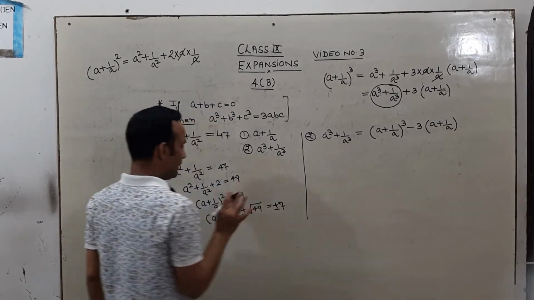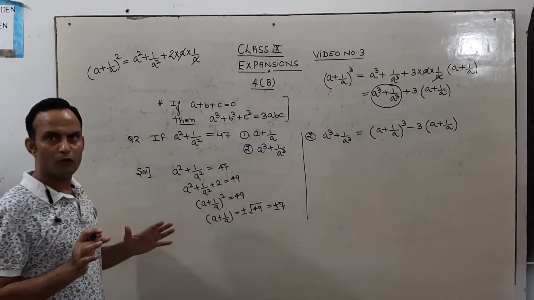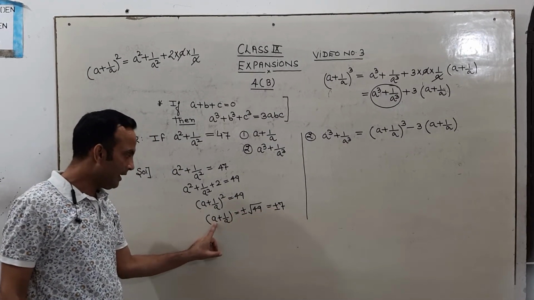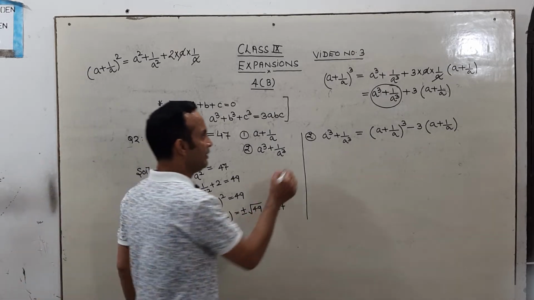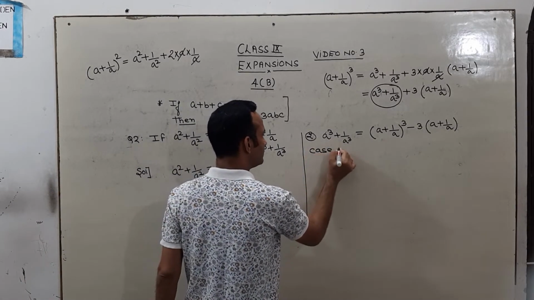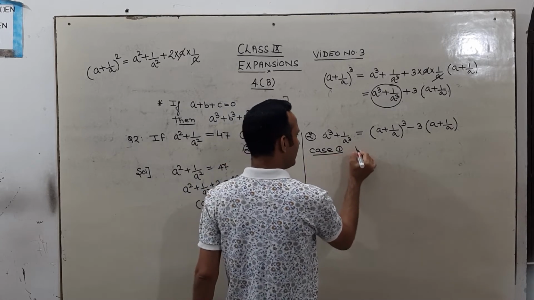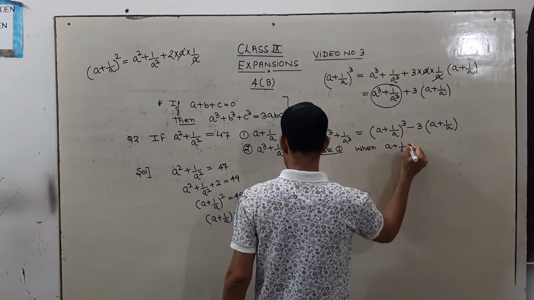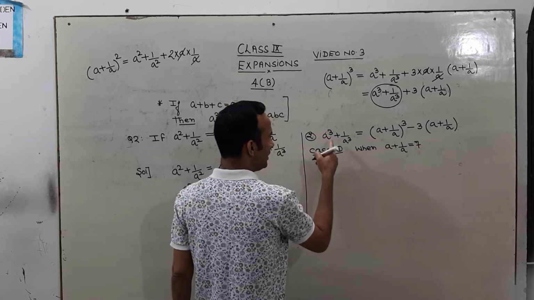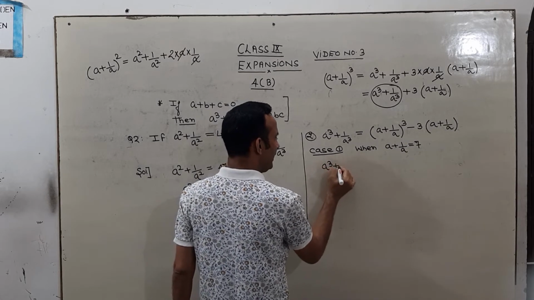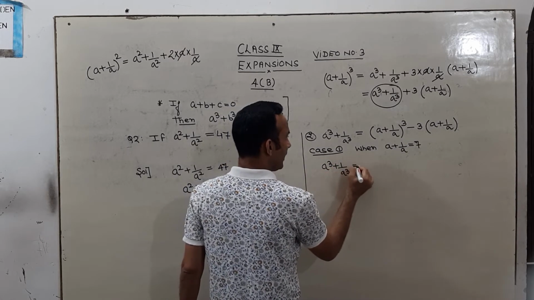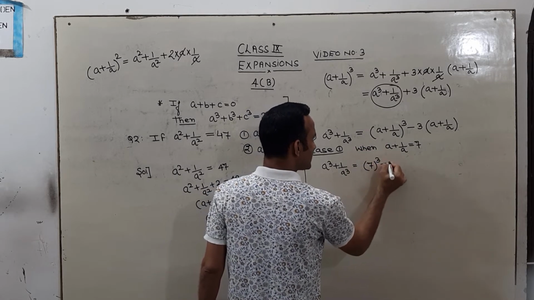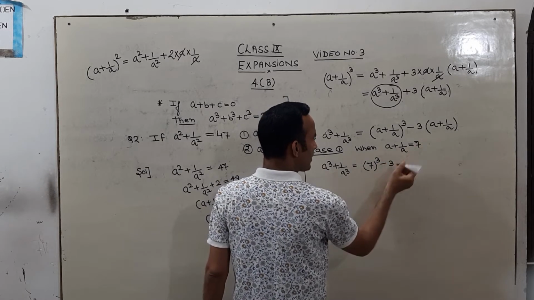Now see, now two cases arise. We have to solve for the two cases: when a plus 1 upon a is positive 7 and when a plus 1 upon a is negative 7. So case first, when a plus 1 upon a is equal to 7. Okay, see, then a cube plus 1 upon a cube, (a plus 1 upon a) का whole cube means 7 का whole cube minus 3 times of (a plus 1 upon a), which is what?